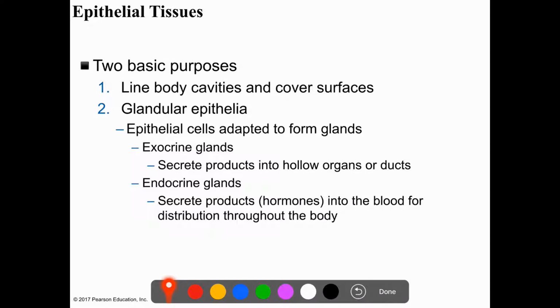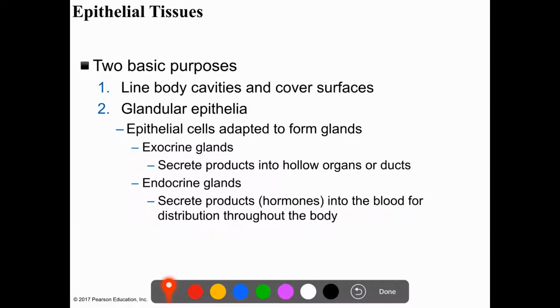Now, epithelial tissue serves 2 basic functions. They line the body cavities and cover surfaces. For example, the inside of our mouth is lined with epithelial cells. The stomach, the intestine, and lung cavities are all lined with epithelial cells. Our skin is made out of epithelial cells. The second major function of epithelial tissue is glandular tissue. All glands in our body are made out of epithelial cells.